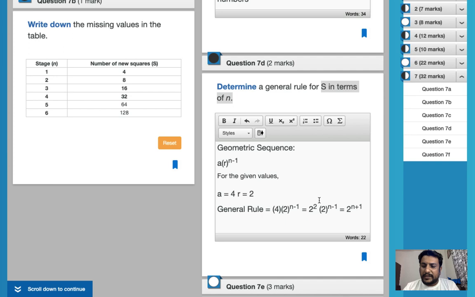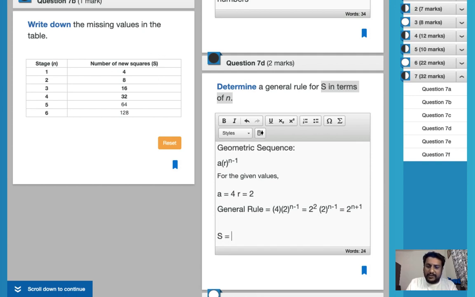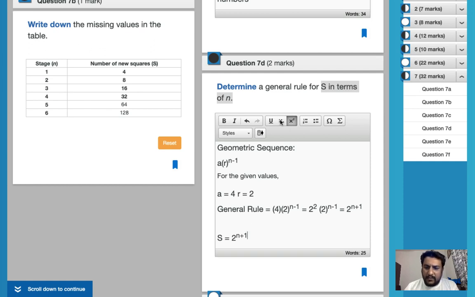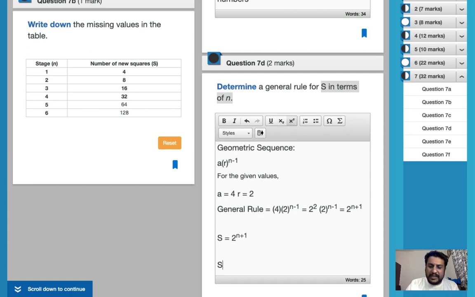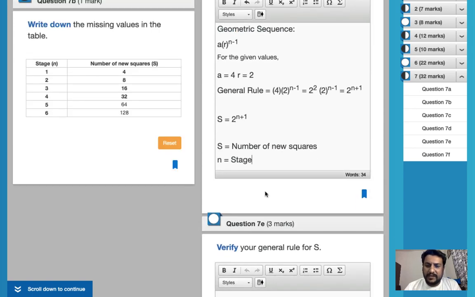If I substitute 3 over here, 3 plus 1 is 4, so 2 to the power 4 is 16. So now what we are substituting is n, and what we are getting is S, that is the number of squares. So we write S equals 2 to the power n plus 1. Now always communicate properly. What does S represent? Number of new squares. And what does n represent? The stage. Clear? Done?